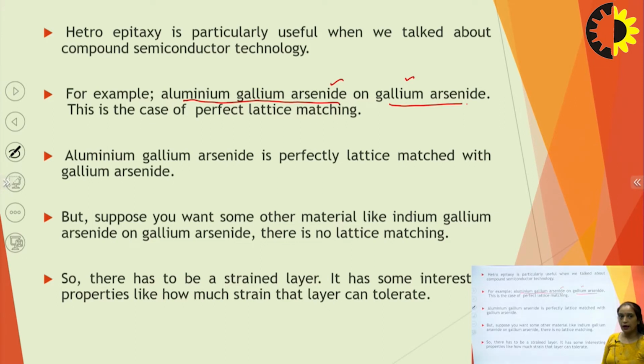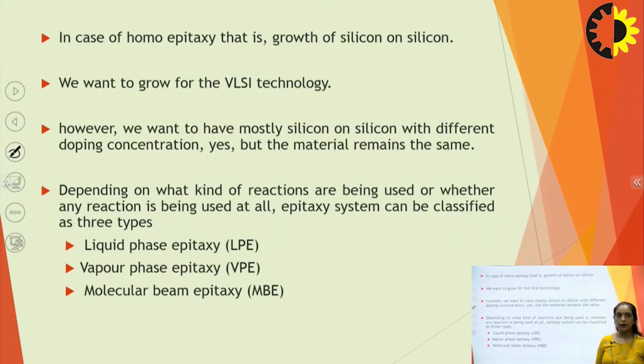But on the other hand, we have one more example, that is when we want to grow indium gallium arsenide on gallium arsenide, there will be lattice mismatch. Their lattice structures are different. So in this case, there will be one strained layer grown between the epitaxial layer and the wafer, and that layer will have some properties, like how much strain that layer can tolerate.